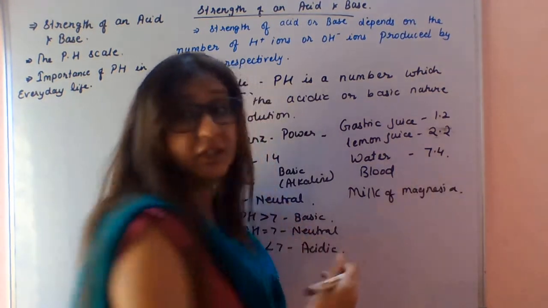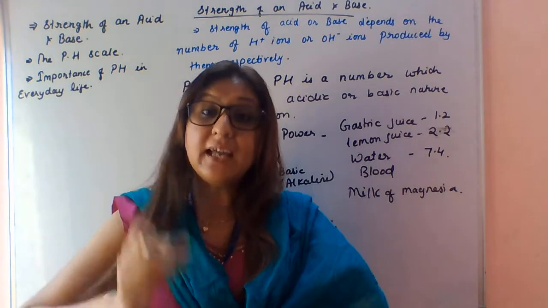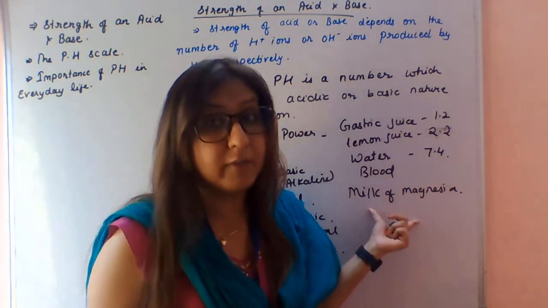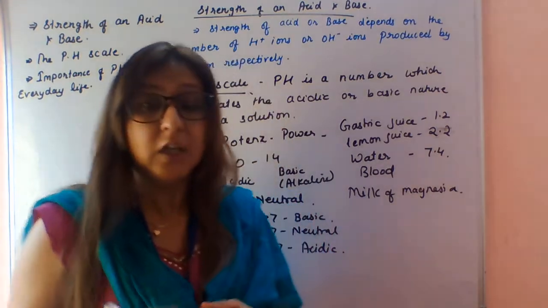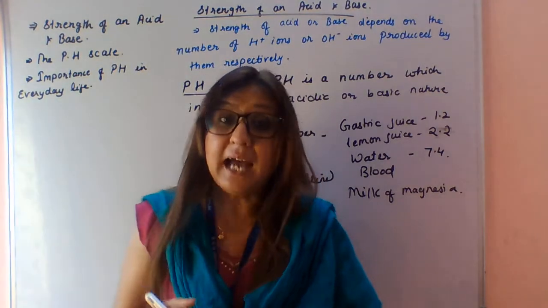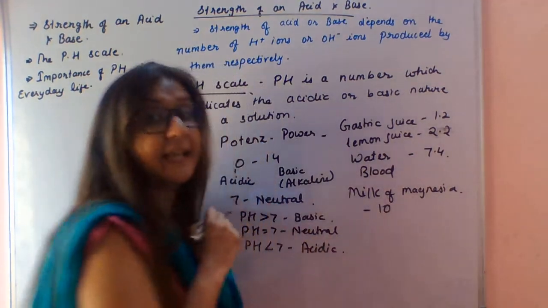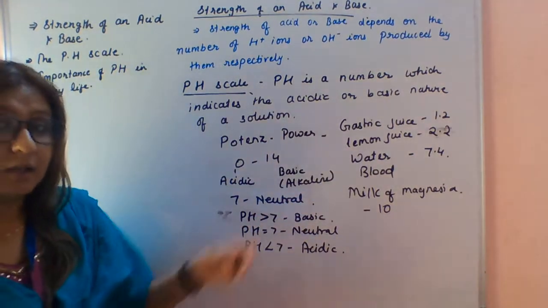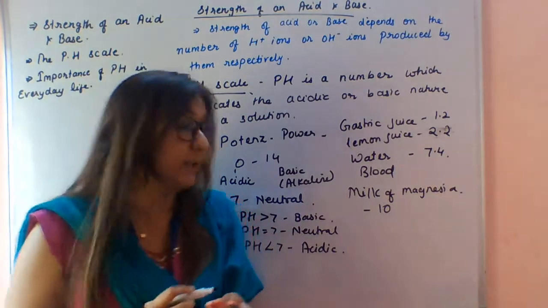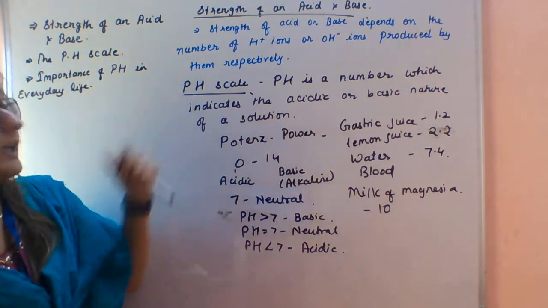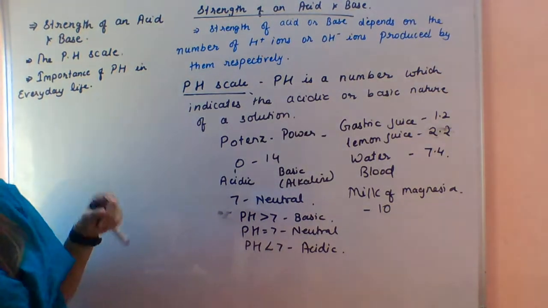What is milk of magnesia? It's an antacid. When we are having the problem of acidity, we should take this milk of magnesia. This is an antacid which is used to neutralize the acidic medium. So the pH of milk of magnesia will be 10. Okay. So you should learn the pH values of these important substances. Often they come in the exams. Okay. So clear. This is about the pH value.